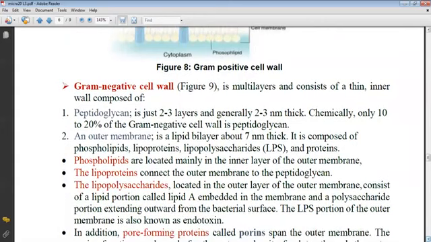Gram negative cell wall is multi-layered and consists of a thin inner wall composed of peptidoglycan. But the peptidoglycan is only about 20% of the gram negative cell wall, not 50%, because it is only 2 to 3 layers and generally 2 to 3 nanometers thick. Only 10 to 20% of the gram-negative cell wall is peptidoglycan.